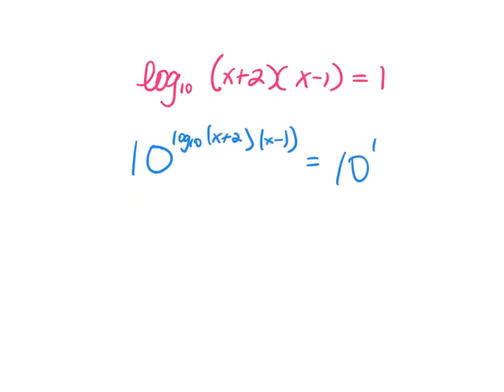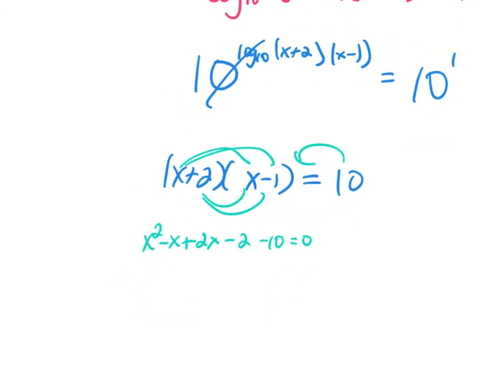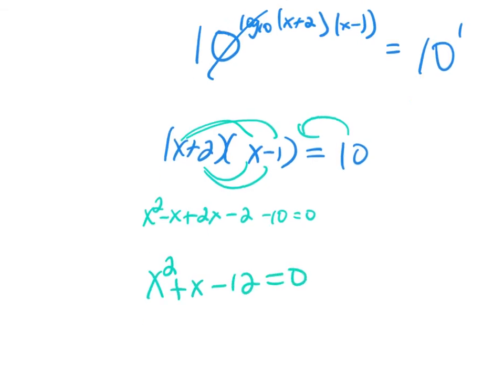So on the left-hand side, what happens with 10 log 10? Crosses out, so you're left with x plus 2, x minus 1 equals, what's 10 to the first power? 10. Now this is just a factoring problem, guys. FOIL it. x times x is x squared. x times negative 1, negative x. 2 times x, 2x. And then 2 times negative 1, negative 2. Good. And then what do I do with this 10 to move it over here? Subtract it. So I could say minus 10 equals 0. Combine like terms. So x squared plus x minus 12 equals 0.